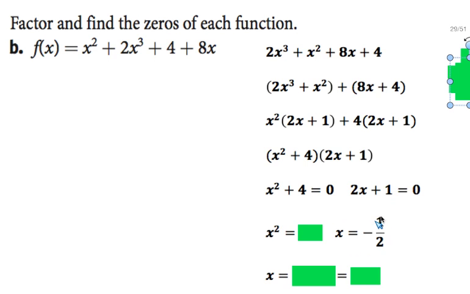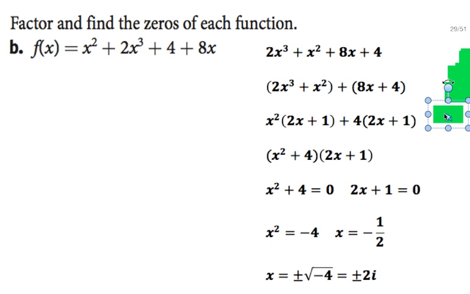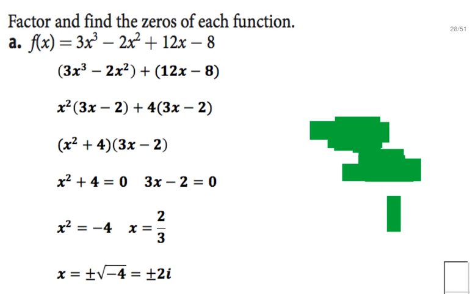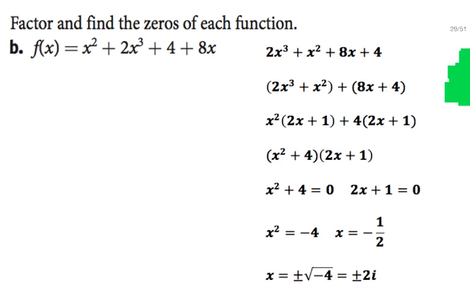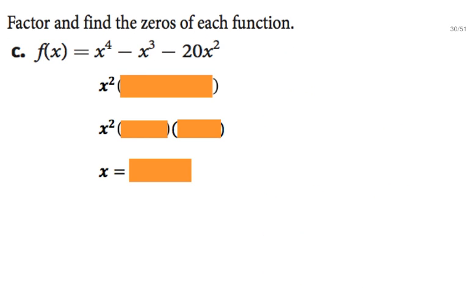And on here I get x is equal to -1/2. So I have an x-intercept at -1/2. And over here I have a -4, and the square root and all of that is so similar to the last one. Okay. I know I'm going through this fairly quickly, but hopefully you'll be able to get it. We will have some more examples like this in the future.